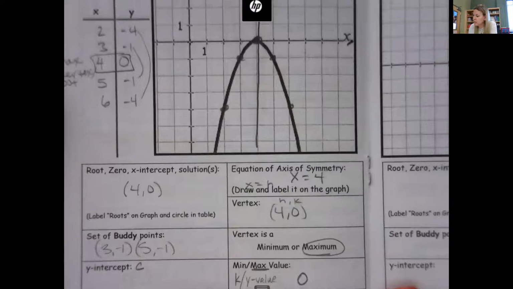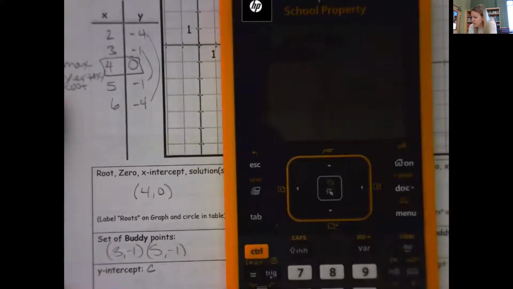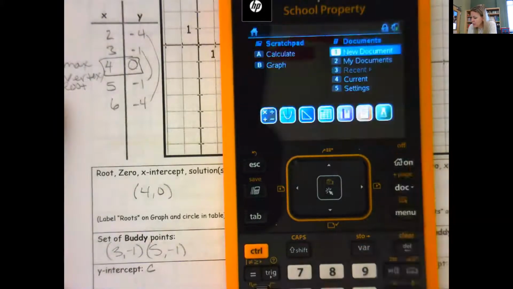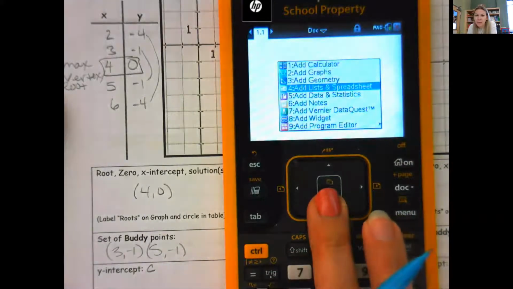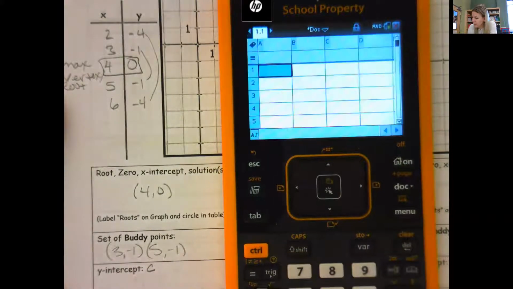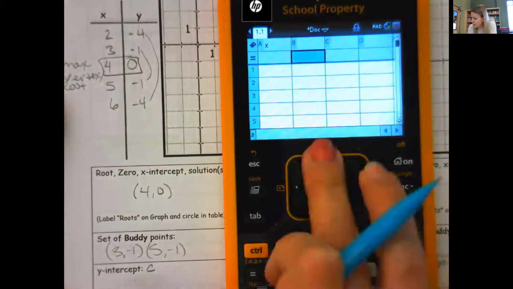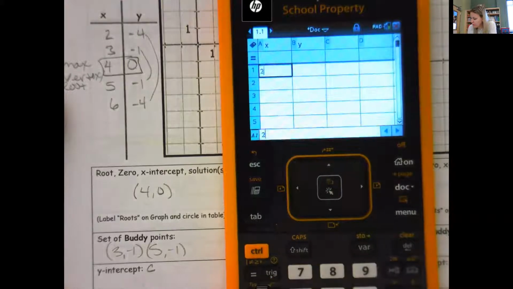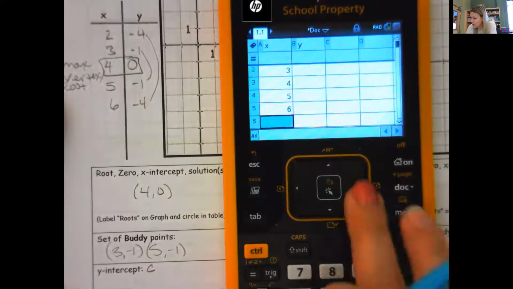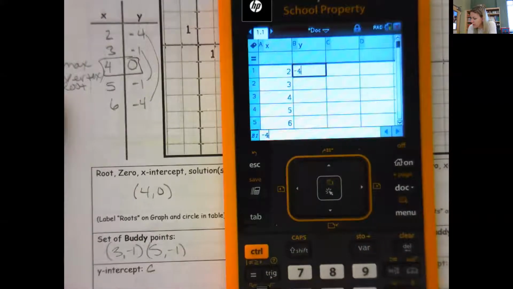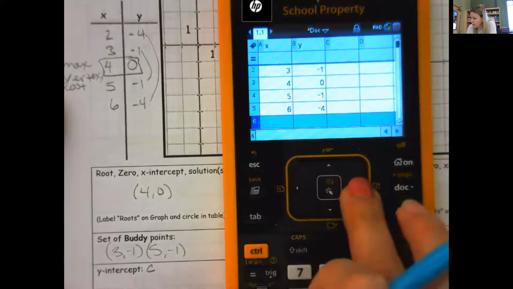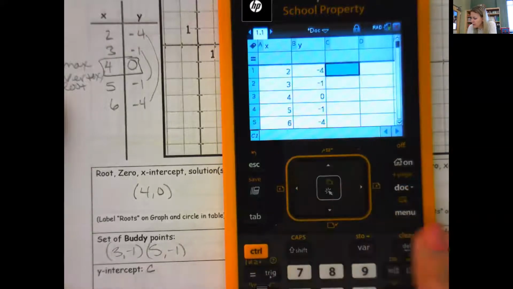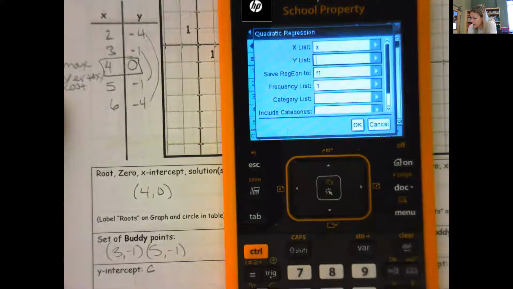Gotta use your calculator here. If you didn't write all 5 points, that's okay. You only need 3. So again, we're gonna start a new document because we don't want our data from the previous one to go mess up this one. So we're going to go 4, x, y. Hopefully these keystrokes are becoming pretty familiar to you. -4, -1, 0, -1, -4. Oh, wrong way. So we have cell C1, menu 4, 1, 6, x and y.